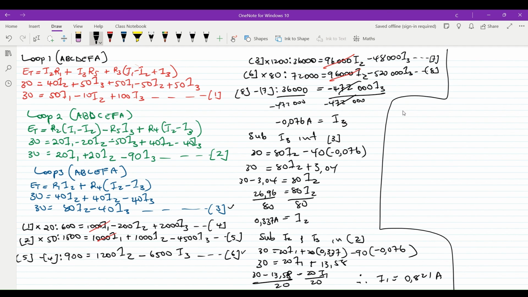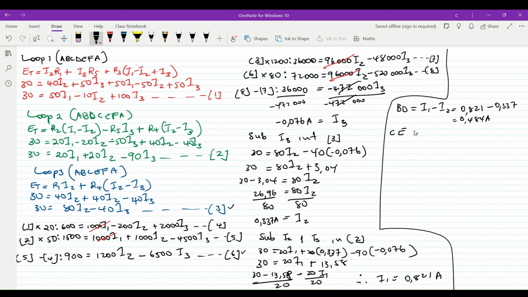We're going to calculate the branches. Branch BD. Remember, branch BD, we said it's I1 minus I2. So this is going to be 0.821 minus 0.337. This should give us 0.484 amps.